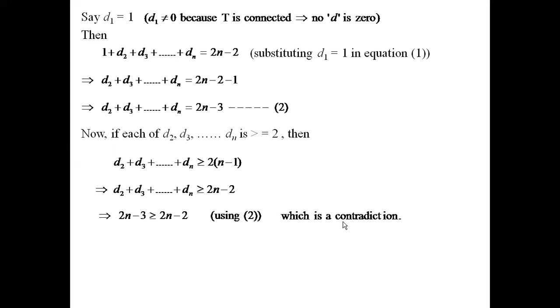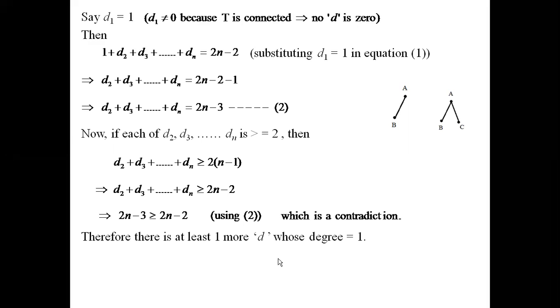Since we have arrived at a contradiction, the meaning is there exists at least one more d, that is, one more vertex with degree equal to 1. So this proves the result that already we had one vertex of degree equal to 1. Now again getting a contradiction, we have one more degree equal to 1. So this proves the result that we have at least two vertices whose degree is equal to 1, that is, having leaves.